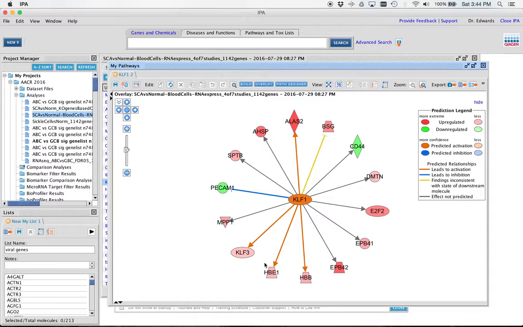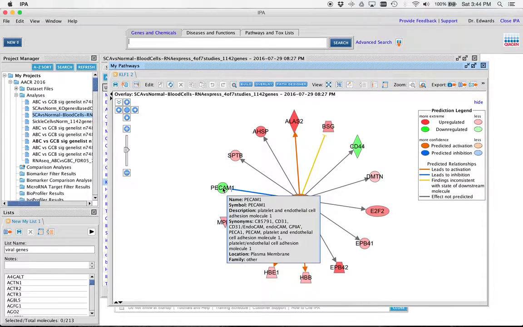It's known to interact with all these things on our list. The odds of that happening are very rare, number one. Number two is that things it's known to induce, with the orange lines, seem to be going up, red meaning up in the sickle cell. Things it's known to inhibit seem to be going down, this PCAM.